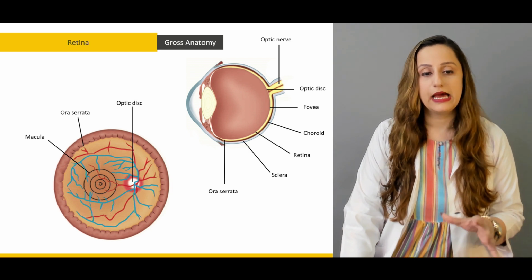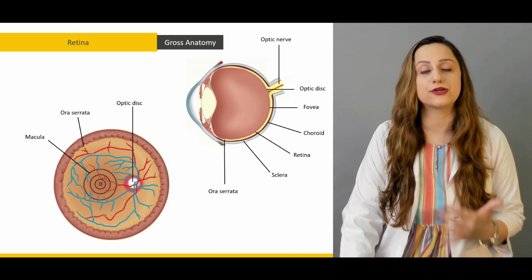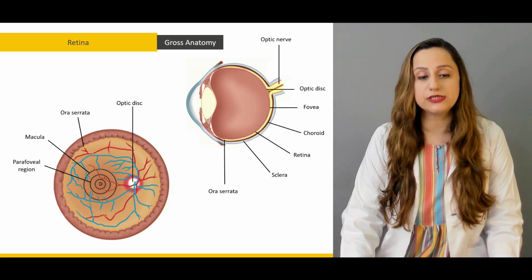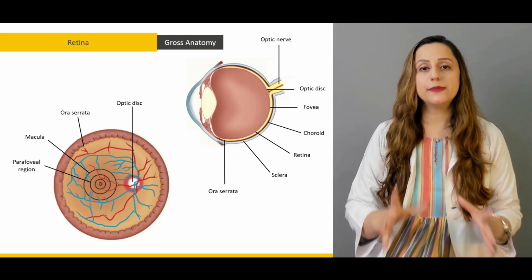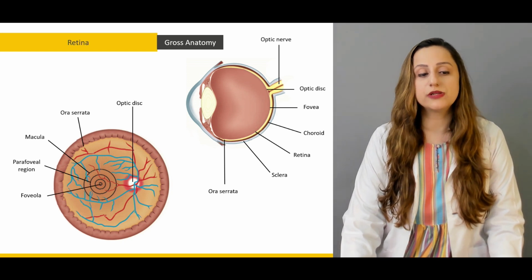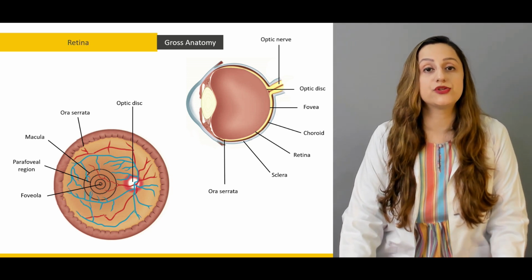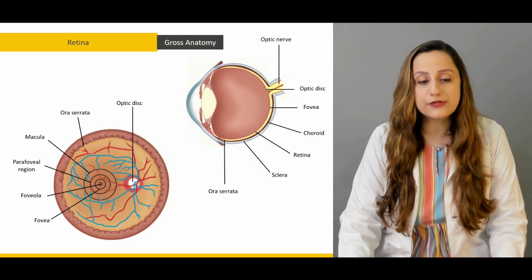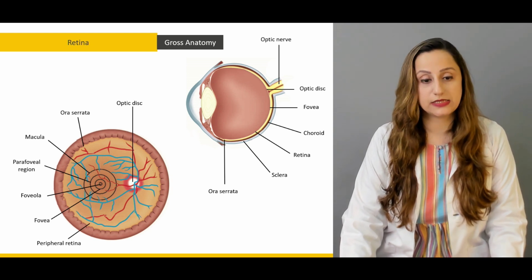These are the major anatomical structures, and we're going to study the diseases related to these anatomical structures. This is the parafoveal region. Any region surrounding the fovea, the most central part, will be known as the parafoveal region of the macula. The most central part is known as the foveola, or also the foveola centralis in other terms. We have the fovea that is surrounding the foveola. And then we have the peripheral retina over here.